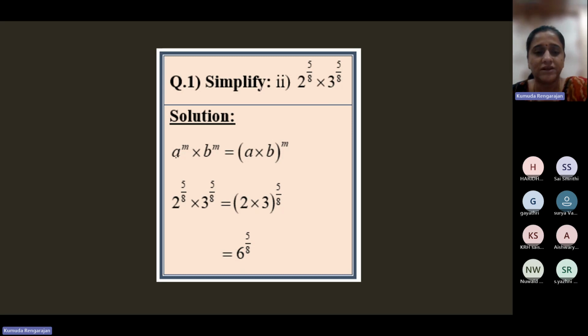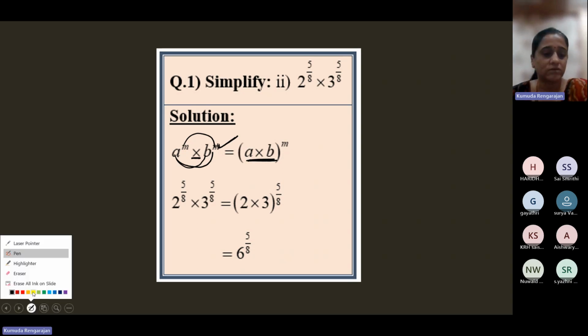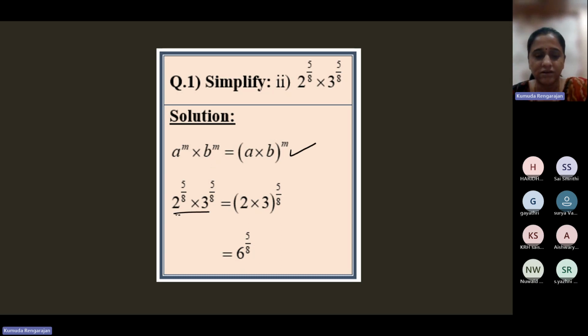What do we understand from this? Bases are different, a, b. It's multiplication, but the powers are the same. So how do you simplify an expression like this? Multiply the bases and raise it to the same power m. So a into b, the whole power m. Applying this law here, we multiply the bases 2 into 3 and raise it to the same power 5 by 8. So 2 3s are 6, 6 to the power 5 by 8. Correct? Yes, ma'am.